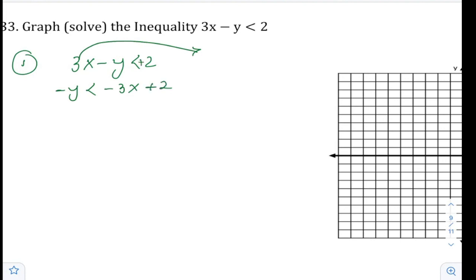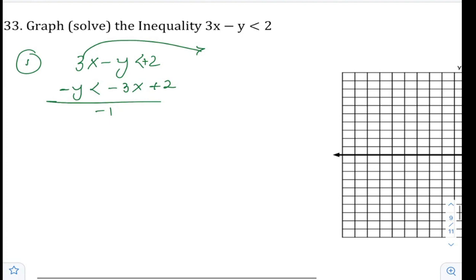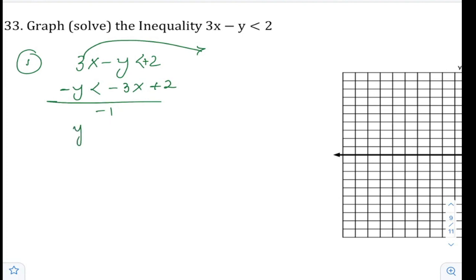This was positive 2, it remains positive 2. I need y only, that's y. So I'll divide everything by minus 1 to keep the y positive. Since you are dividing by a negative number, you reverse the sign. Negative 3x becomes 3x, positive 2 becomes negative 2. So this is the inequality that I'm going to graph.